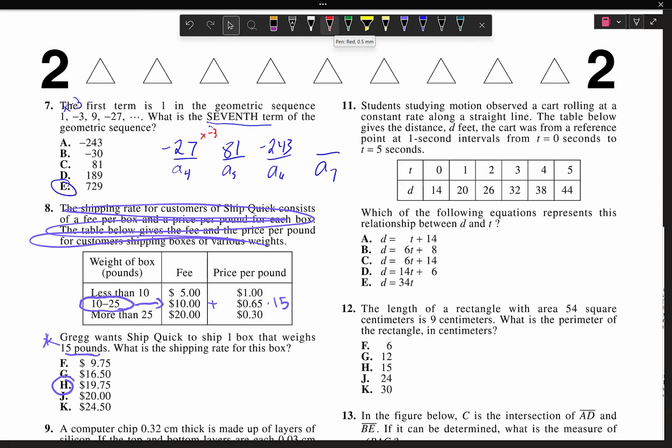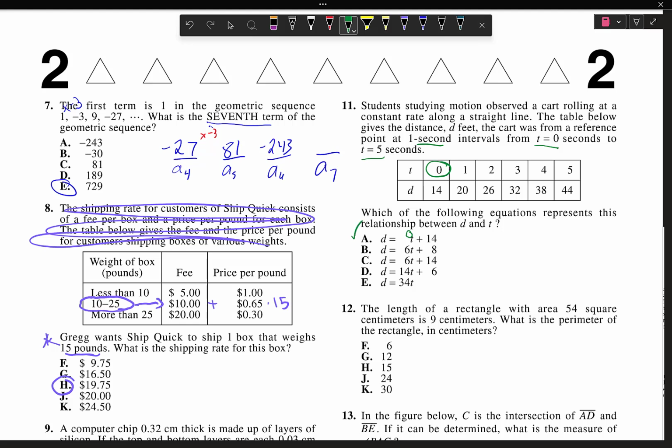And then finally, students studying motion observed a cart rolling at a constant rate along a straight line. The table below gives the distance d feet the cart was from a reference point at 1 second intervals from t equals 0 to t equals 5. Which of the following equations represents this relationship between d and t? Easiest way would be to work it backwards. So when t is 0, we can do this math really quickly. If we take 0 and substitute it here, 0 plus 14 would be 14. So it could be A.